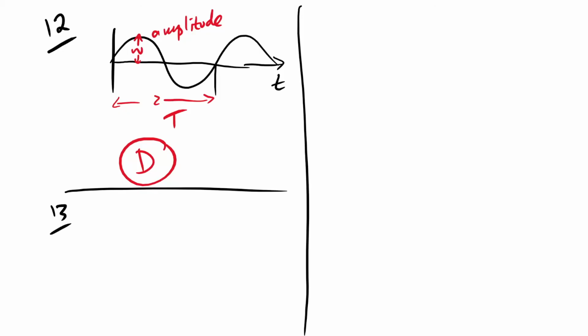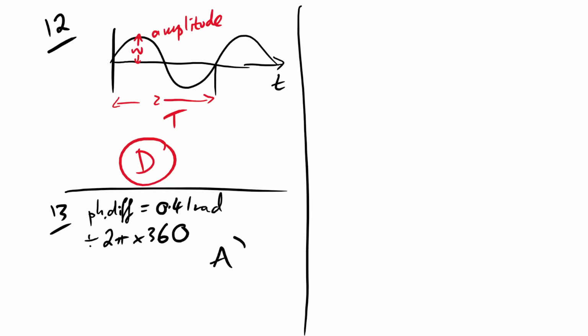13, two points on a wave are out of phase by 0.41 radians. So we can say phase difference equals 0.41 radians. What is this phase difference? Oh, in degrees. That's easy. All we have to do is turn that into whole cycles, so divide by 2 pi, but then we need to turn it back into degrees, so times by 360. So basically just 0.41 times 360 divided by 2 pi. And that gives us 23 degrees. The answer is A.